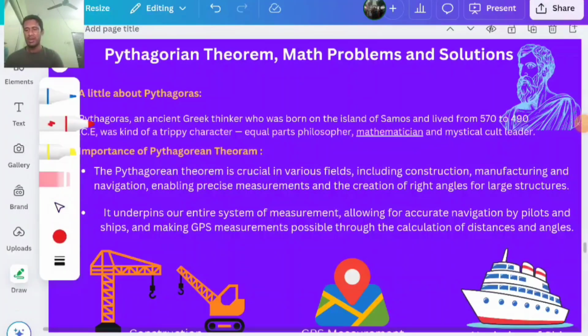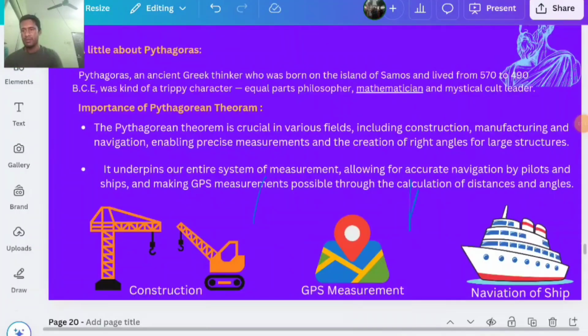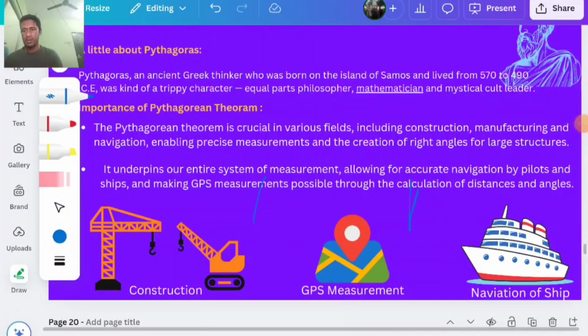Here I have added some symbols. You can see here, in the construction sector, I have added this symbol, and the GPS measurement in this sector, and navigation of ships in this sector. The Pythagorean theorem is used.